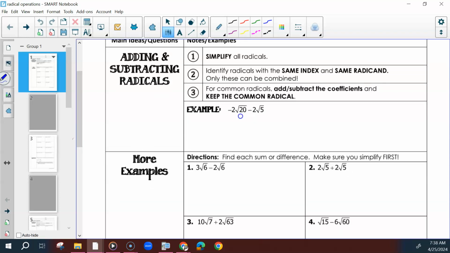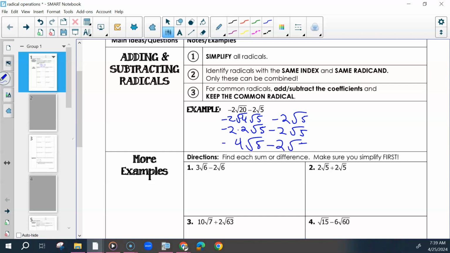I'm just going to focus on perfect squares for this and cubes later. What's the highest perfect square that goes into 20? Think of your factors of 20. 4 would work. 4 and what? 5. So I know the square root of 4 is 2. So we have negative 4 times the square root of 5 minus 2 times the square root of 5.